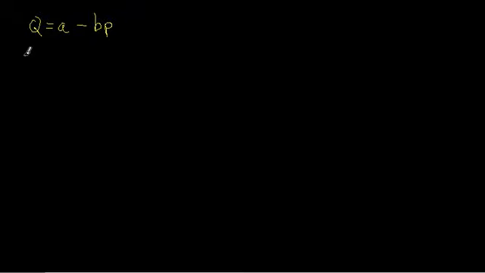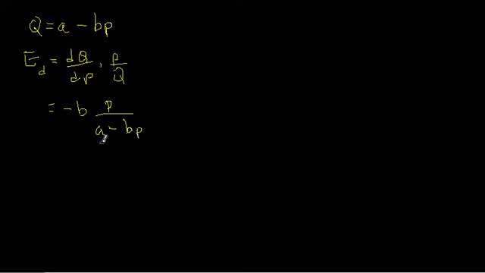The elasticity of demand, we know, is dQ/dP times P over Q, which in the case of our linear demand curve will be minus B times P divided by Q, but we know that Q is equal to A minus B times P. And we want to know where this is equal to -1.